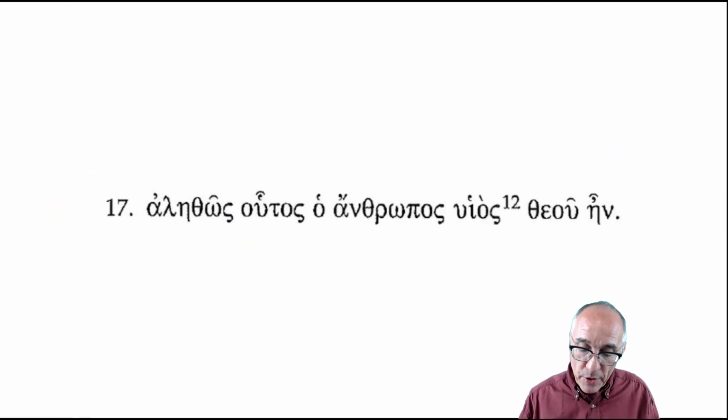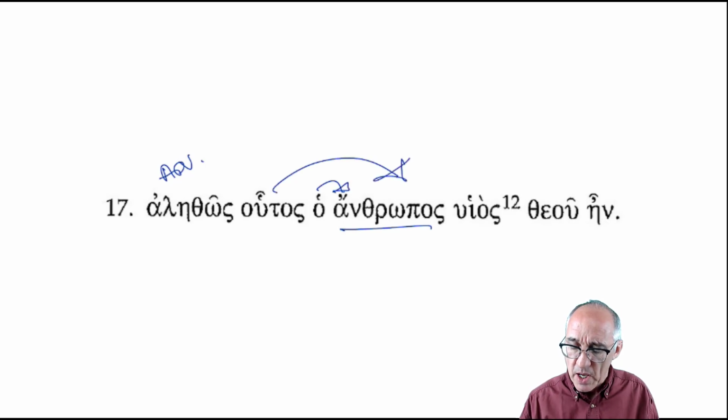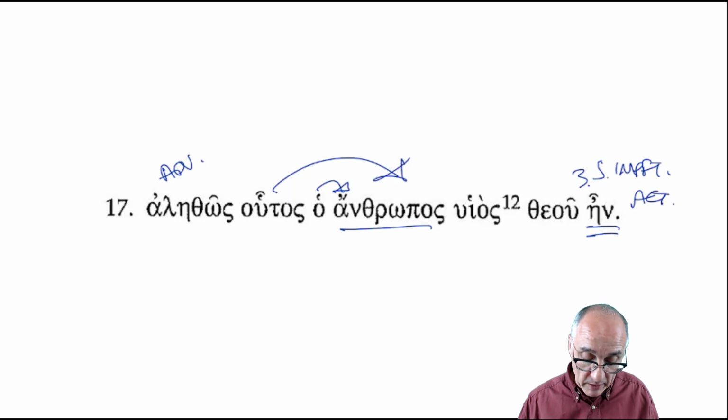Number 17, alethos hotos hoanthropos huios theu ein. This is an adverb. This is your subject. Well, this is the subject. This is the adjective that modifies the subject. So we should really only underline the subject. The one word that is the subject, because everything else, the article modifies it, the adjective modifies it. And that's fine. Yeah, and so this is your verb. He was. Third person, singular, imperfect, active, indicative. And so clearly, or truly, this man was what? The Son of God.